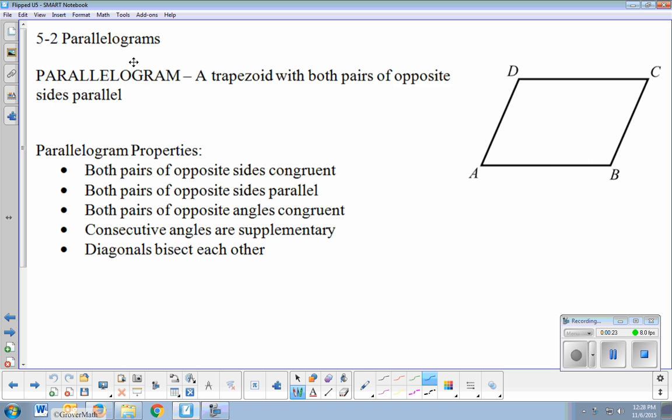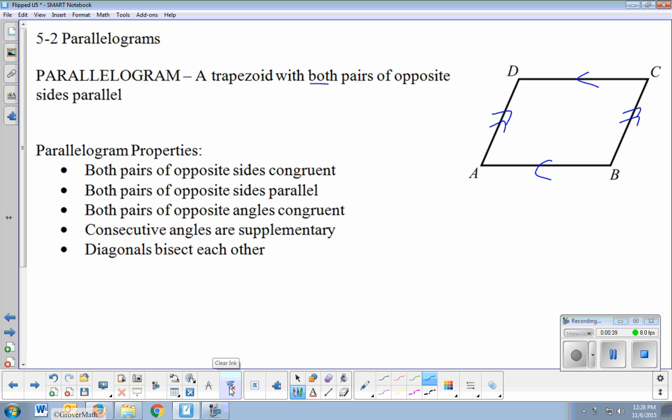But a parallelogram has exactly two pairs. Both pairs of opposite sides are parallel. So DC is parallel to AB, and AD is parallel to BC. So we have all that. Parallelogram properties, there's a bunch of them.